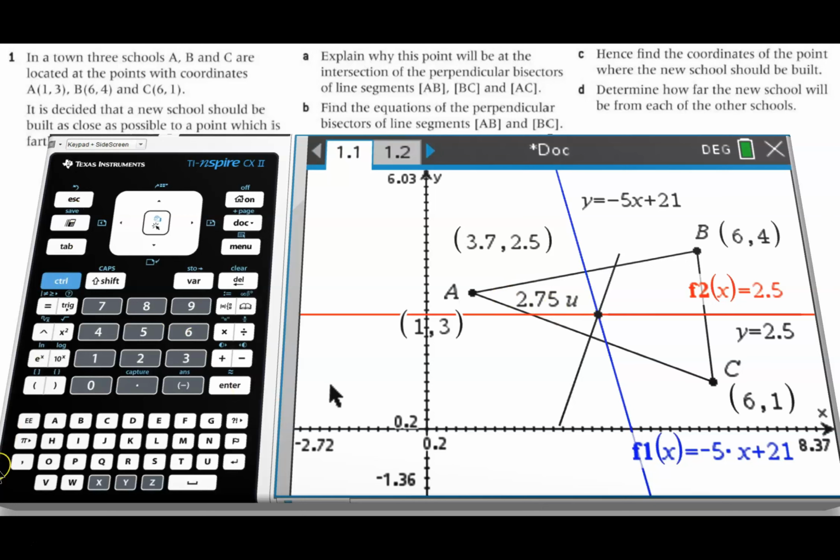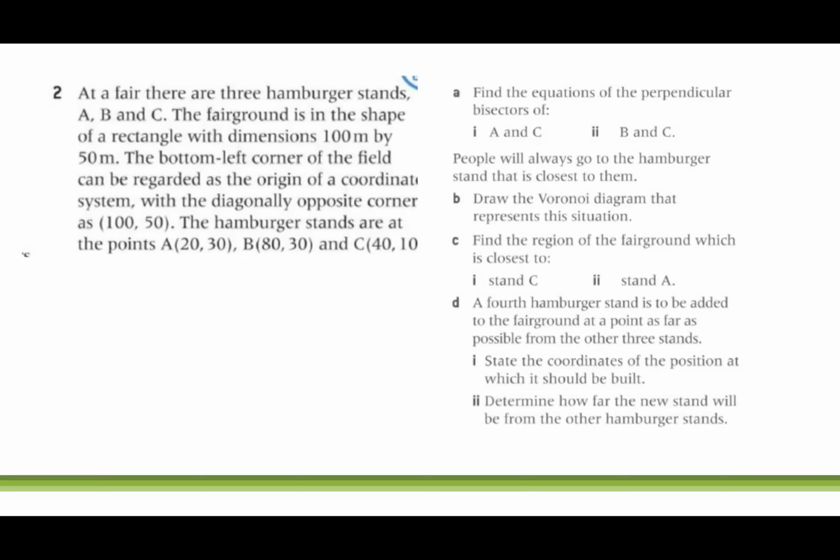Where should the school go? The school should go at 3.7 and 2.5, and it will end up being 2.75, was it miles, kilometers, something, from the other schools, exactly the same as all the other schools. Okay, let's try question number 2 now.